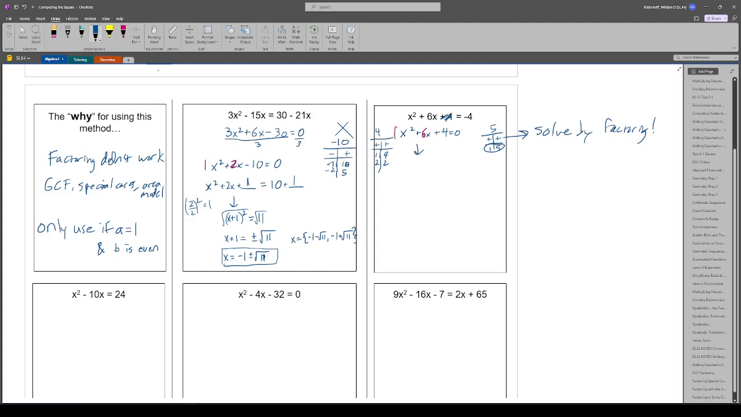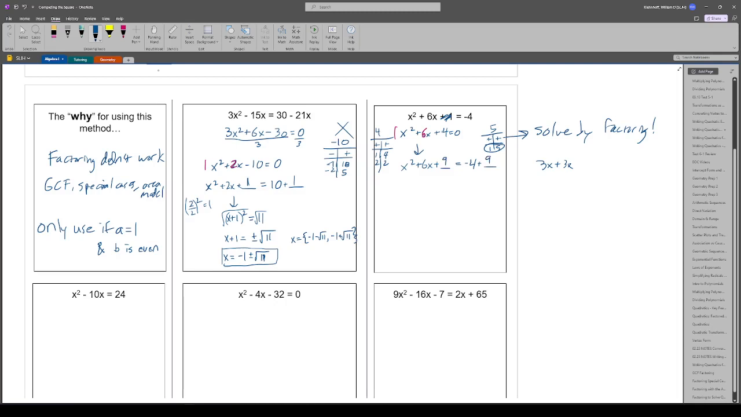So we are going to do x squared plus 6x plus blank is equal to negative 4 plus blank. See if you can figure out what number goes there. We're going to basically split this 6x into 3x and 3x. So my missing number at the end would be 3 squared, which is 9.